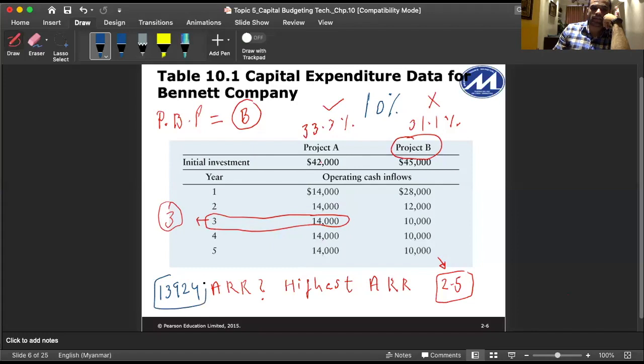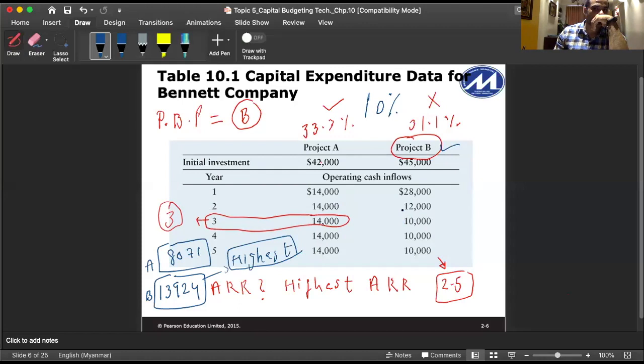And for project A, 8071. Both are positive, right? Okay. So if both are positive, as I mentioned before, we will choose the highest one. So project B, we will select project B, all right? So is it okay? Any question?